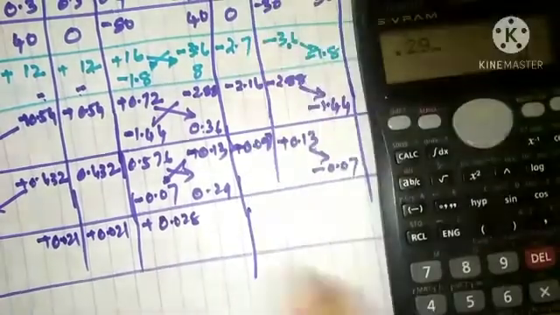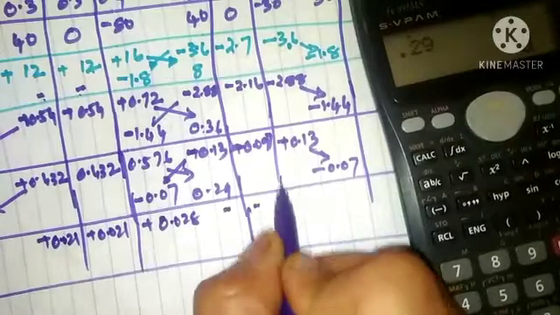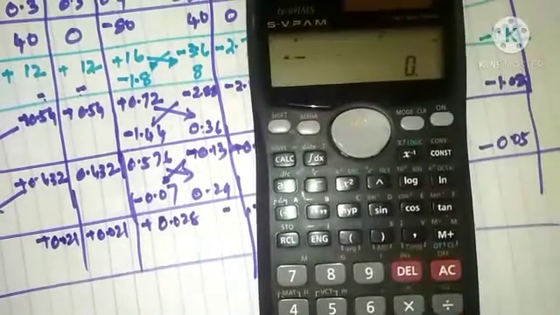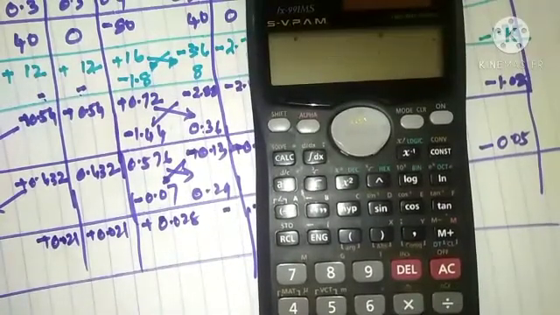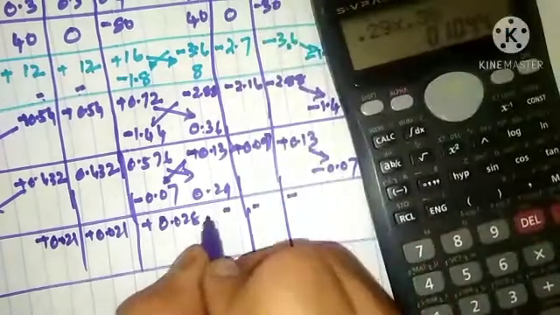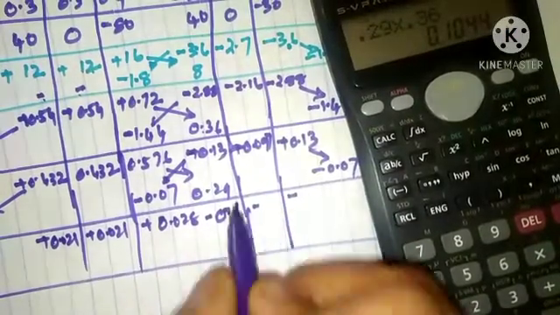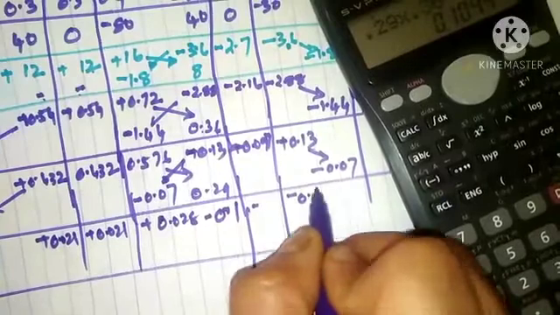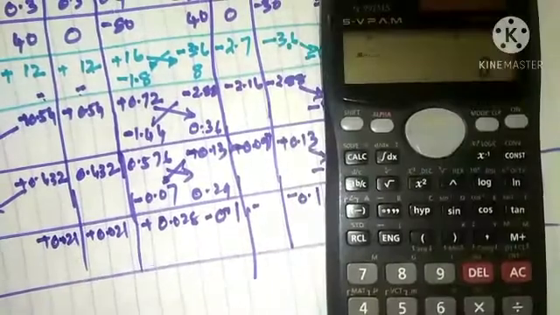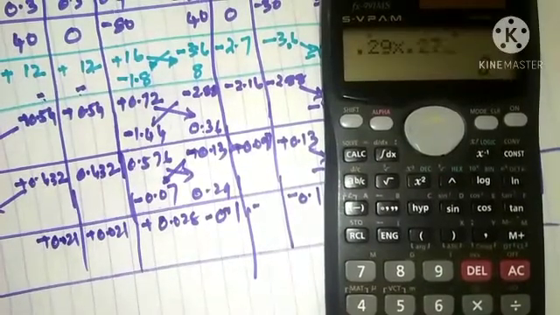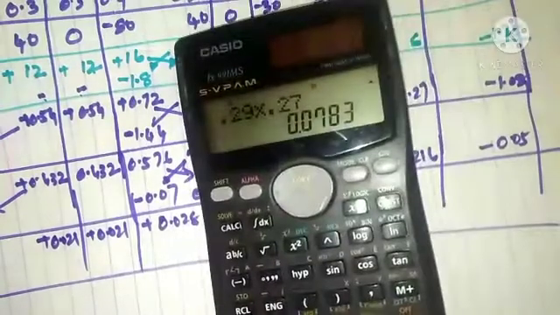0.29 here, as it is positive, here it will be negative. 0.29 multiplied by 0.36 is 0.1. Similarly, here it will be 0.1. 0.29 multiplied by 0.27 comes as 0.08.